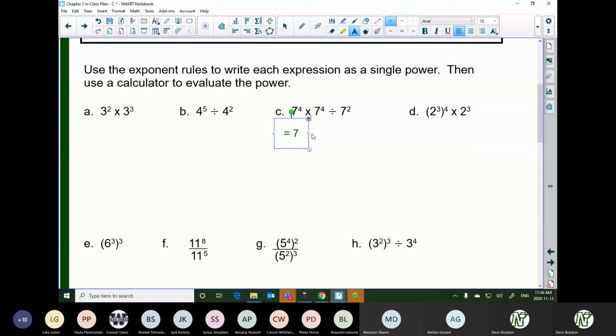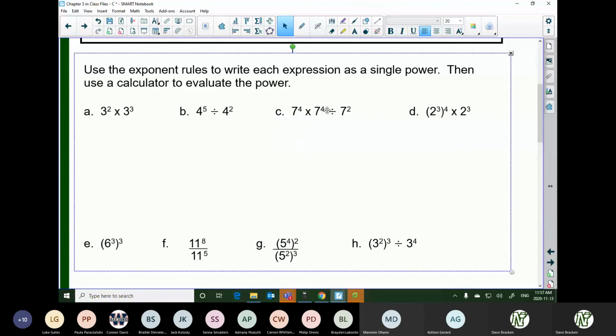This would equal 7. I would do the exponent, and 4 plus 4 gives me 8. But then I still have to divide, and I would show this division right here. Might be easier to do it this way. Yeah, this will be easier. So this right here gives me 7 to the power of 8, and I write that out, divided by 7 to the power of 2.